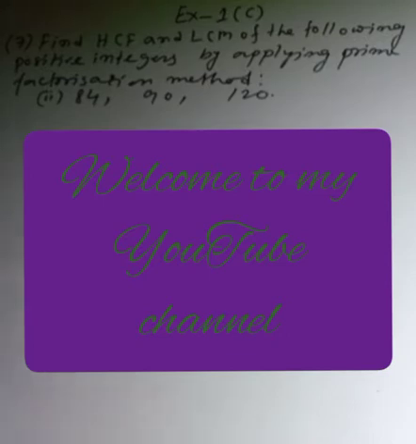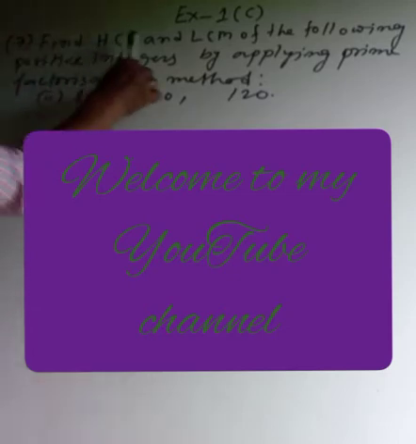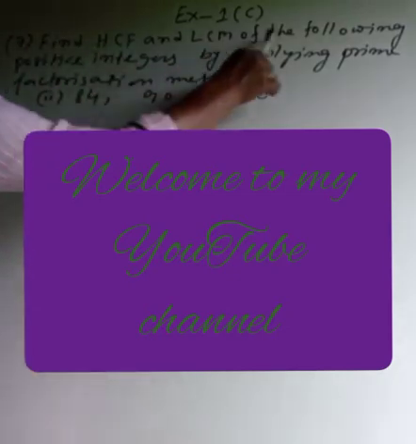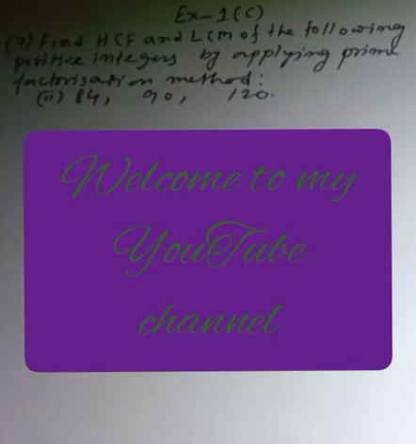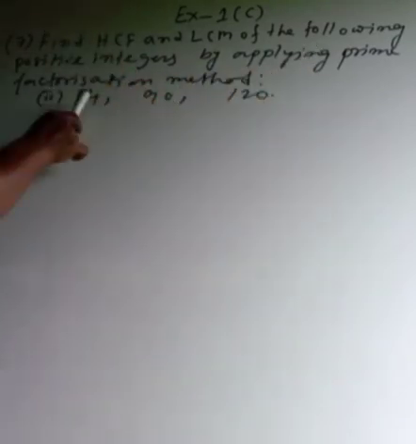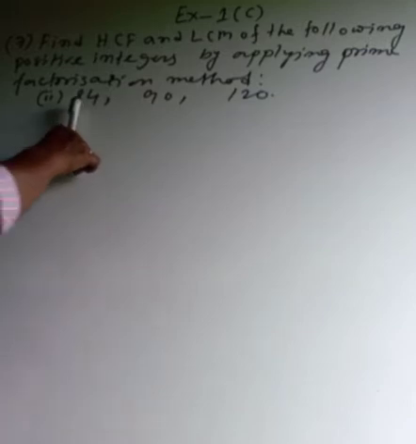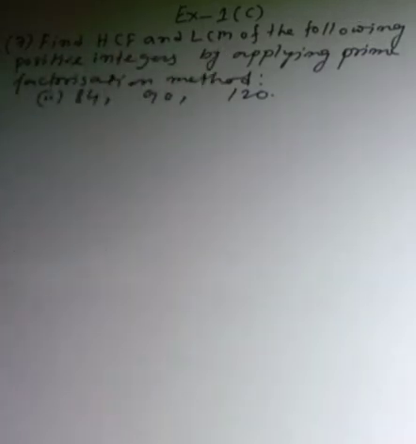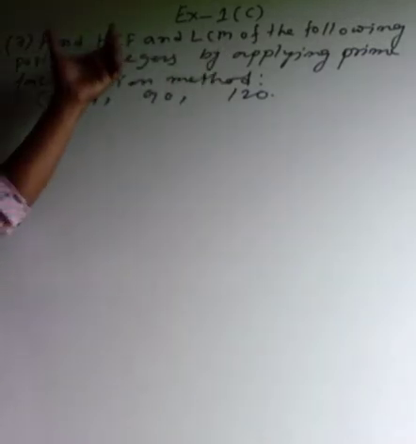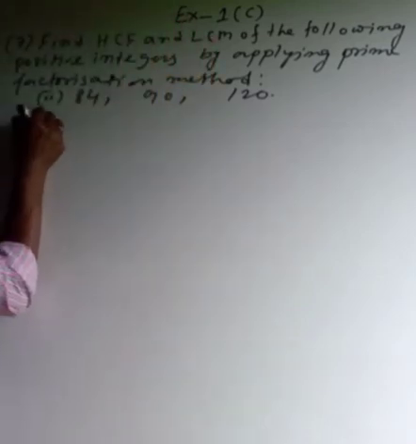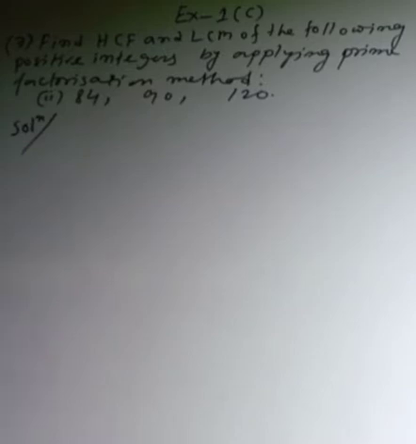So today we are going to solve the question: find HCF and LCM of the following positive integers by applying the prime factorization method: 84, 90 and 120. It means they have given three numbers. From these three positive integers we have to find HCF and LCM. This is very easy to find out.